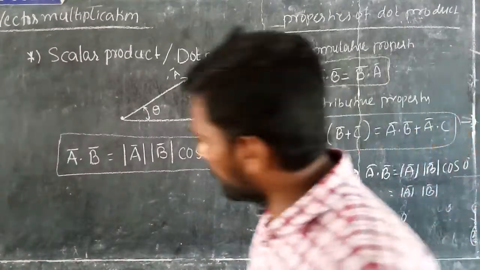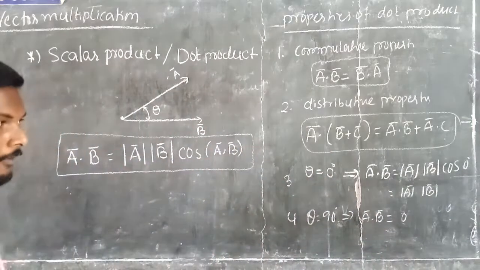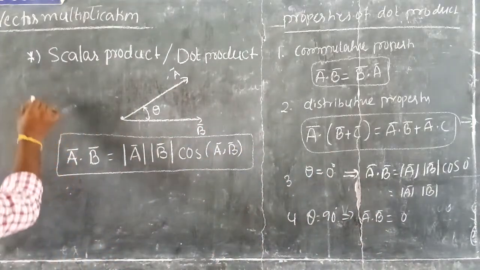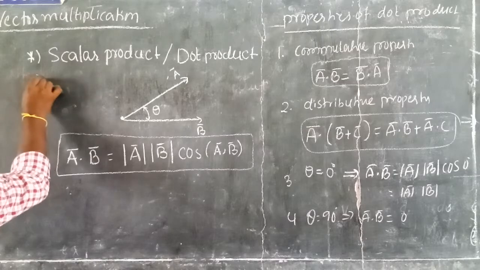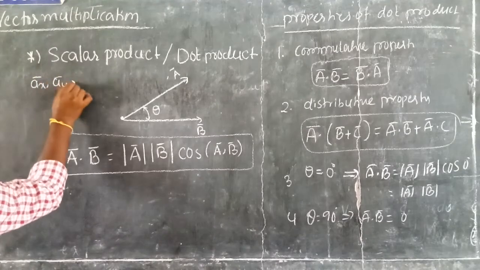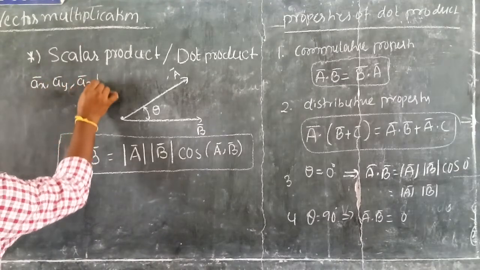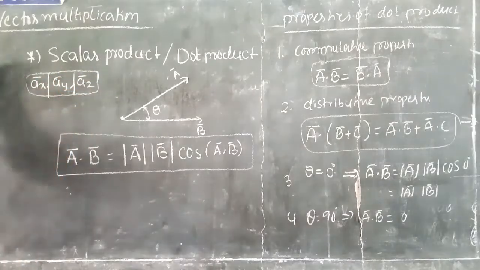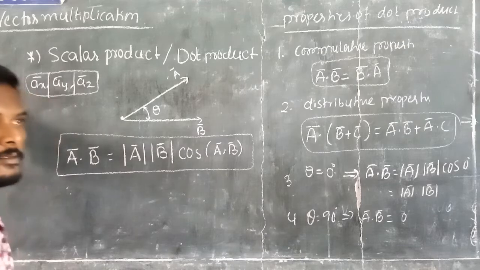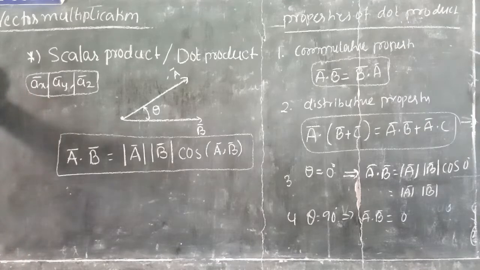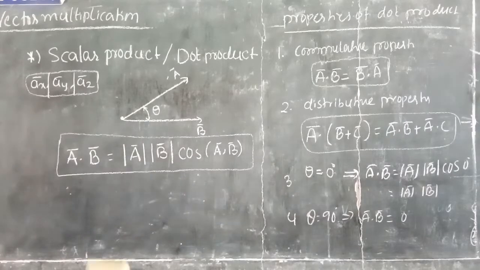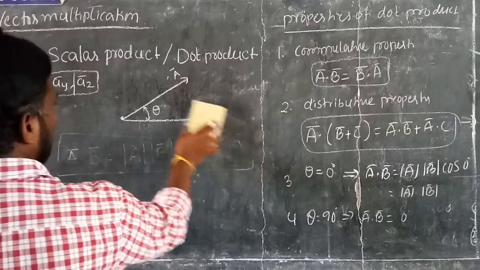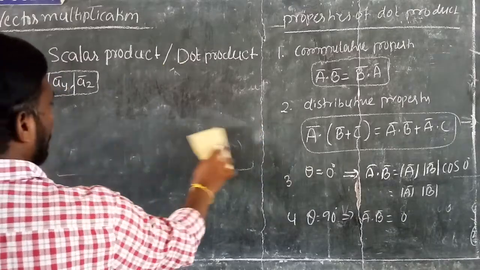Now see, we have the unit vectors A_x bar, A_y bar and A_z bar. These are the unit vectors in the Cartesian coordinate system. How are these vectors oriented along their axes? These unit vectors are perpendicular to each other. Now we will try to calculate the dot product between the unit vectors.